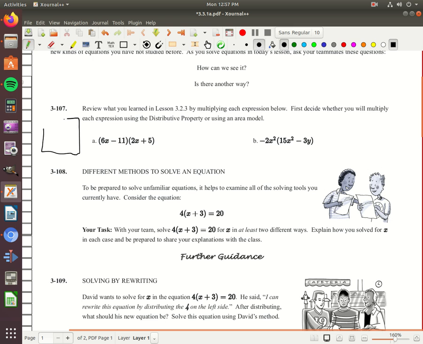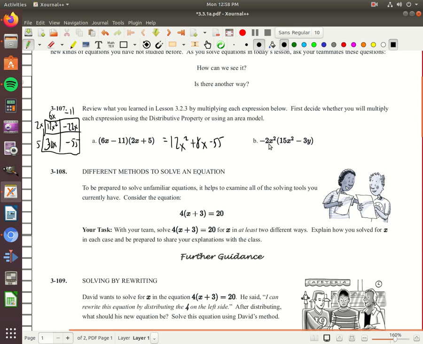So, 6x minus 11 and 2x plus 5. I get 12x squared. Here I'm going to get 30x. Here I'm going to get minus 22x and minus 55. So I get 12x squared plus 8x minus 55.